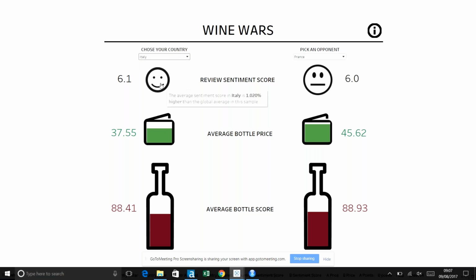So it has these little faces. I did a calculation: if the sentiment score was above something, it would give you a smiley face. If it was between a certain range, it would be a normal face, and if not, it would be that unhappy face we saw from Macedonia. Sorry, Lena. And then it compares the average bottle price and the average bottle score, and those fill up as you select. Cool. Let's just pretend it didn't happen.